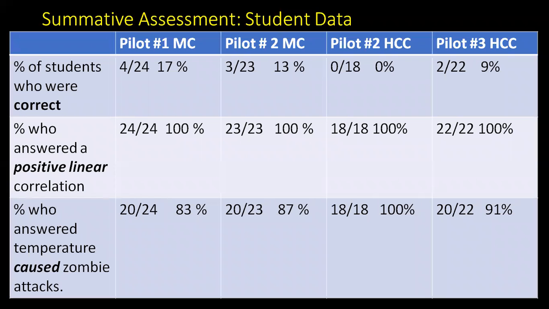The results of the summative assessment were surprising. It was consistent between both colleges, Montgomery College and Howard Community College. If you look at the top row, almost no one answered the summative assessment completely correctly. All students seemed to understand that zombie attacks and temperature were positively correlated. That's the second row. But almost all students guessed that temperature caused an increase in zombie attacks, the third row. So this was disappointing because students didn't seem to understand that correlation is not cause.